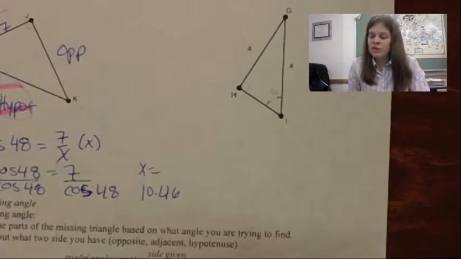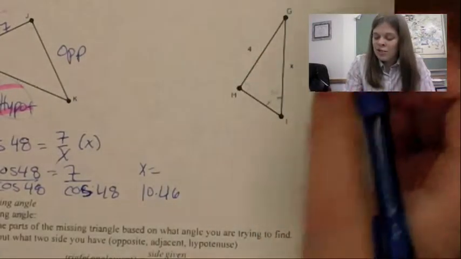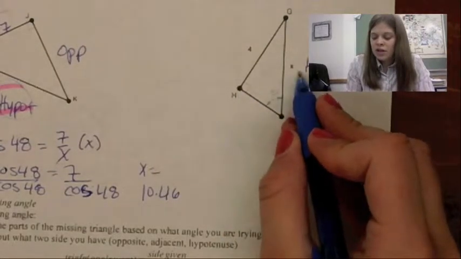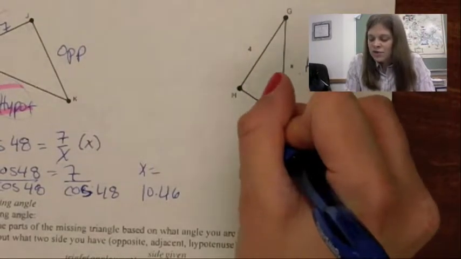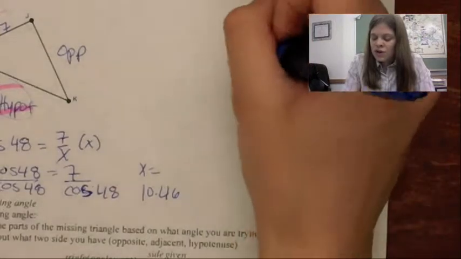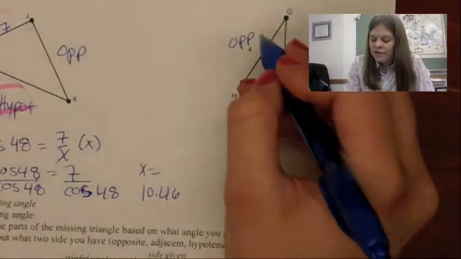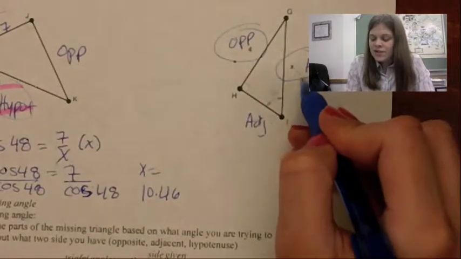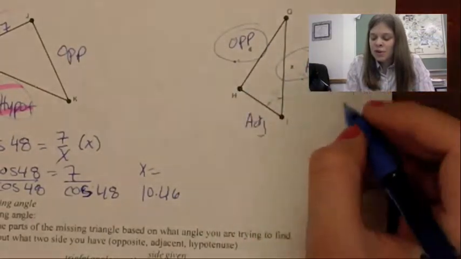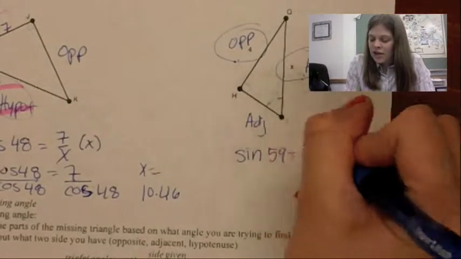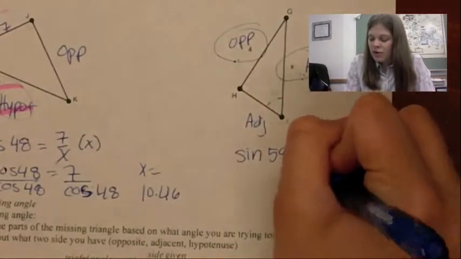Okay, let's see how you ended up doing it all by yourself. So this is the hypotenuse because it's across from the 90-degree angle. This is next to the angle, so it's adjacent, and across from the angle is opposite. So I have the opposite and I want the hypotenuse. So opposite and hypotenuse goes with sine. So I set up sine of 59 equals opposite over hypotenuse.